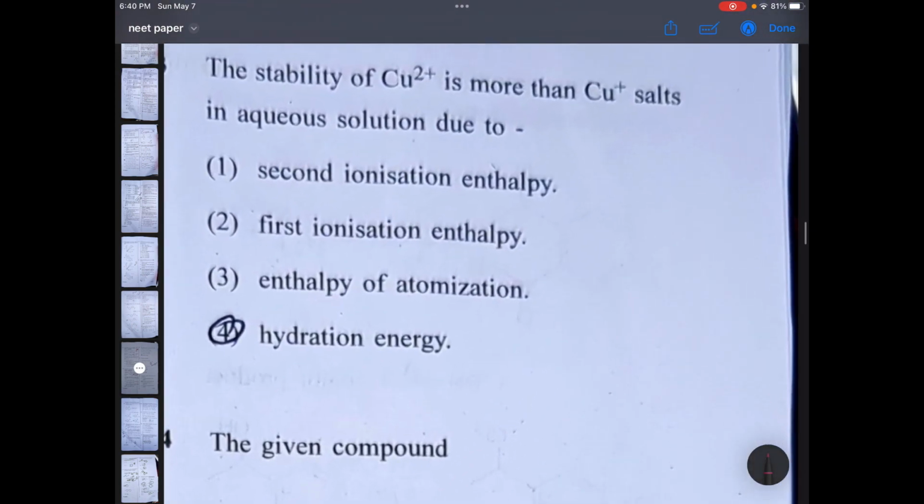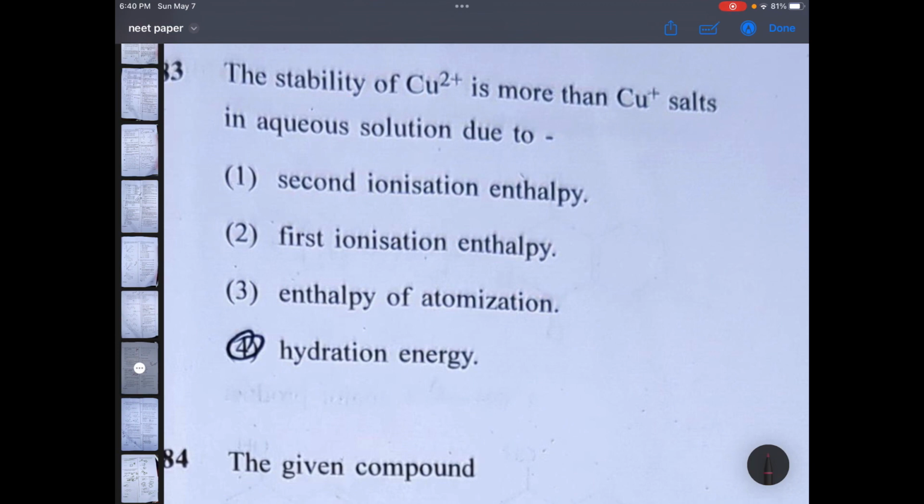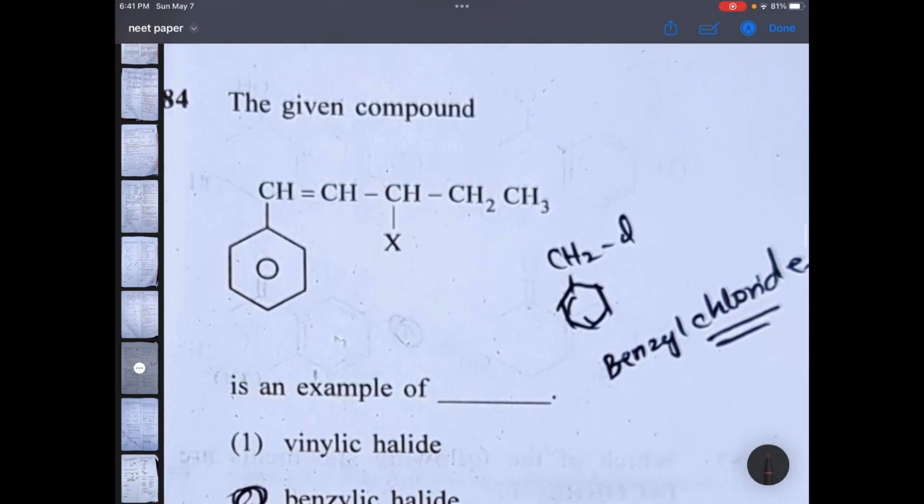Then the stability of Cu plus 2 is more than Cu plus salts in aqueous solution due to hydration enthalpy. Obviously right, because when charge increases, hydration energy will be more.